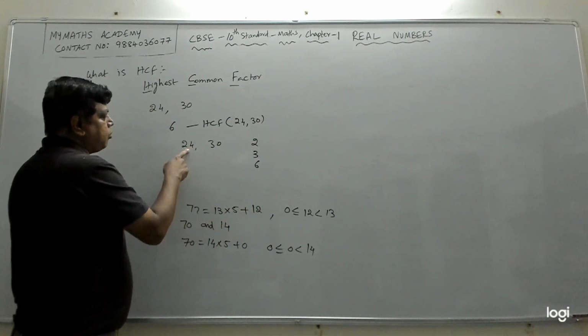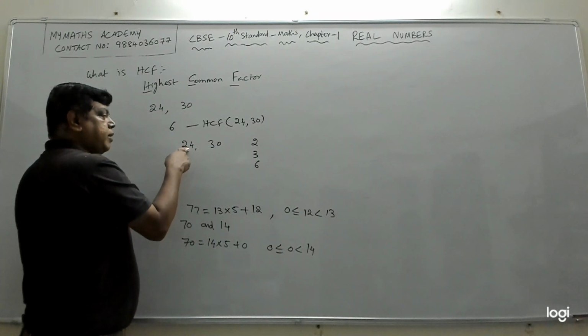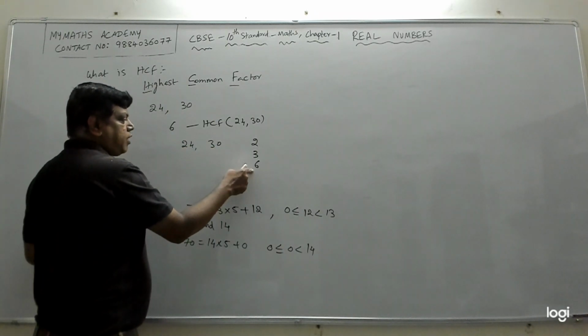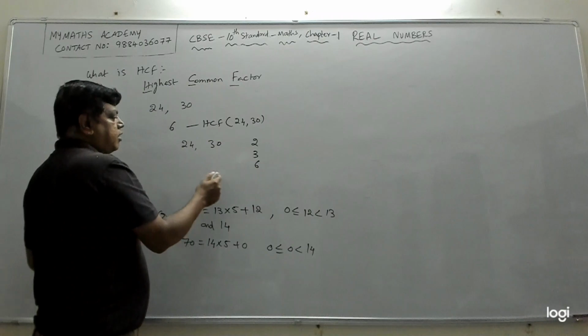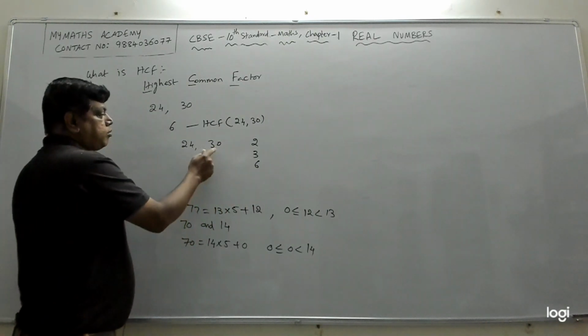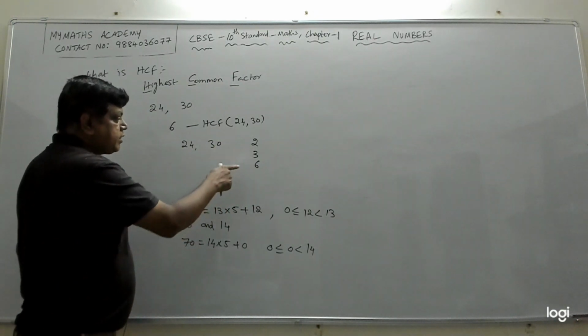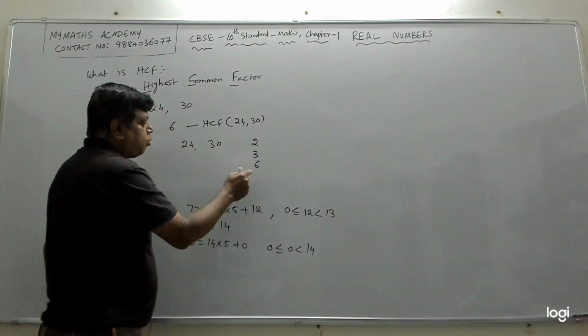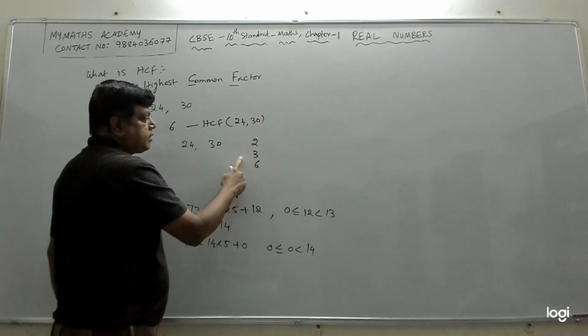4 doesn't come because 4 divides this but doesn't divide this. The next number is 5. 5 divides this but 5 doesn't divide this. But 6 is the next number which divides both. And after 6, can I write any other number which will divide both? No.